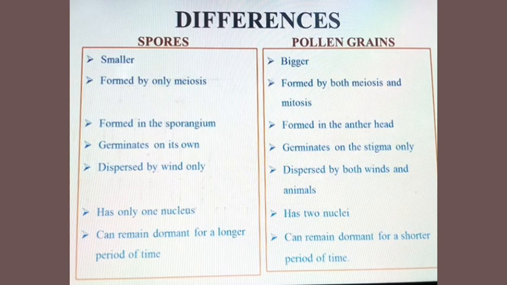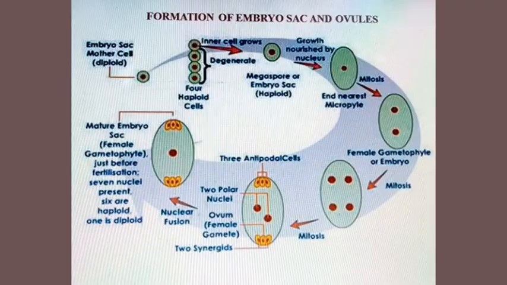Spores are only dispersed by wind, but pollen grains can be dispersed by both wind and animals. Spores have only one nucleus, but pollen grains have two nuclei, i.e. the generative nucleus and the pollen tube nucleus, as we've seen in the structure. Spores can remain dormant for a longer period of time. However, pollen grains can only be dormant for a shorter period of time. So among the differences between these two, I think we have displayed them very well.